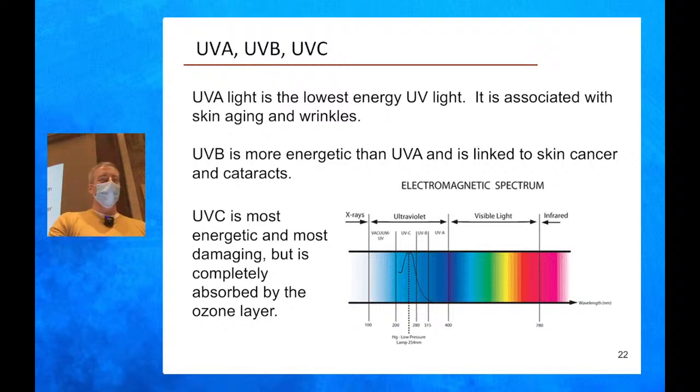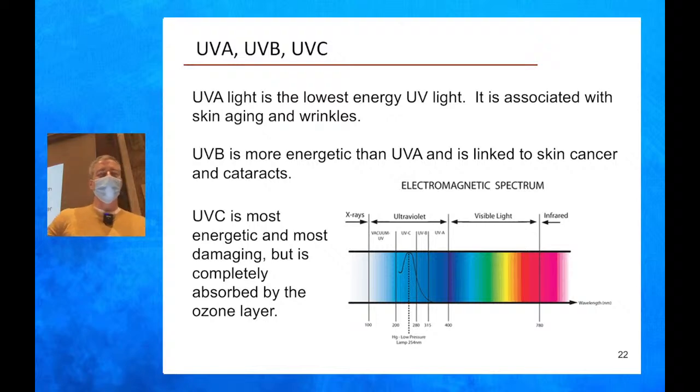UVC is not something we really have to worry about because the ozone layer absorbs 100% of it. So none of that actually reaches the surface of the Earth. The UVB is quite energetic. It's probably the part of the UV spectrum which causes us the most damage because it can lead to sunburn, it's linked to skin cancer, and our ozone layer only blocks out some of it.